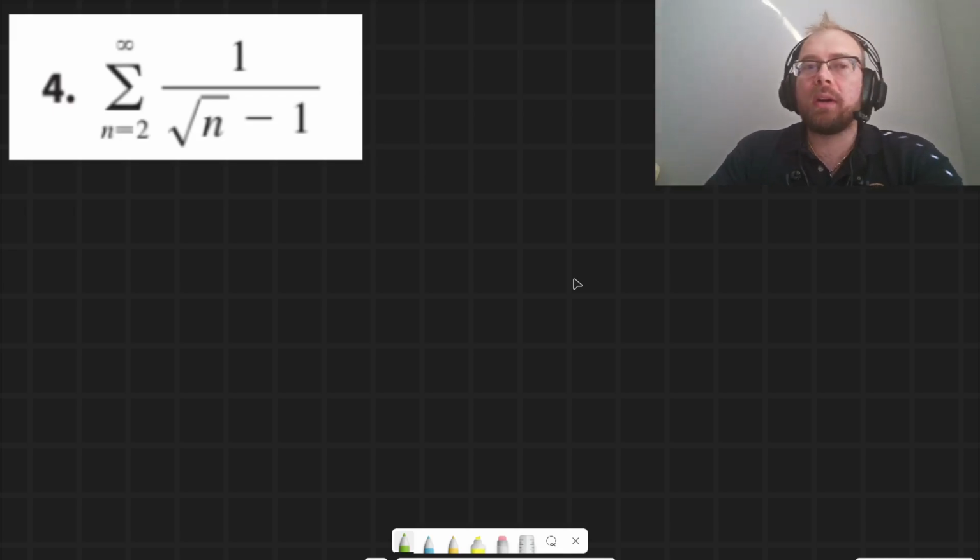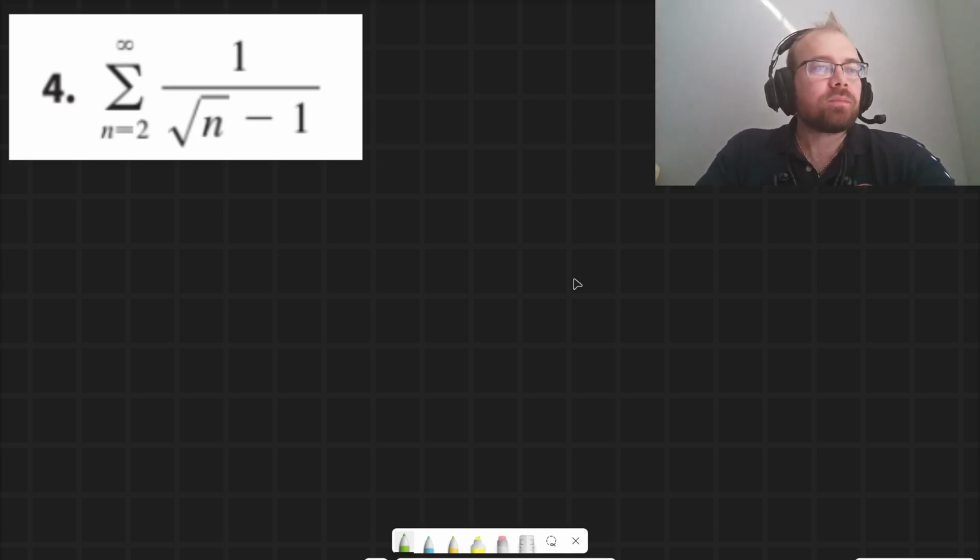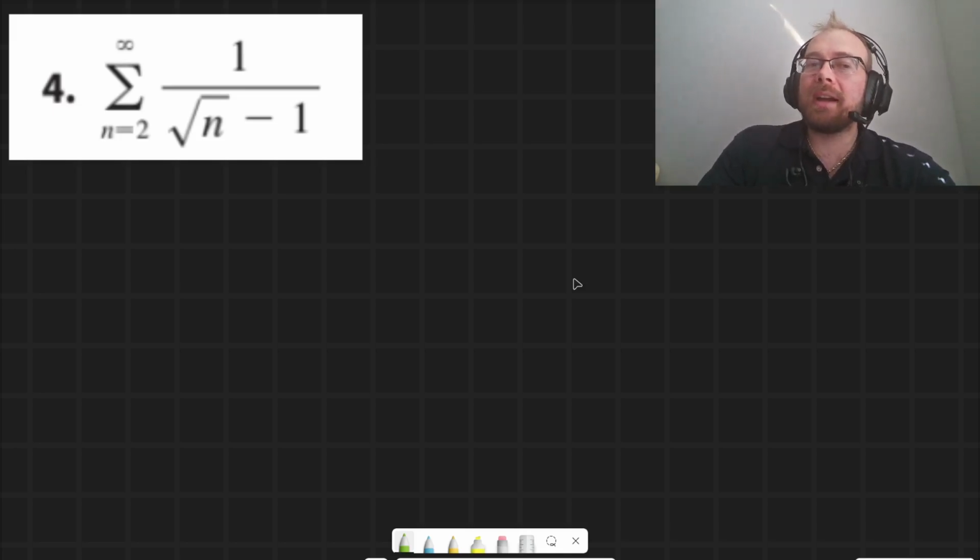So this one is gonna diverge. All right, I'm gonna just spoil it right at the beginning here. It's gonna diverge, and that's because the square root of n has a power of 1/2, so it has a degree of 1/2. The numerator has a degree of 0.